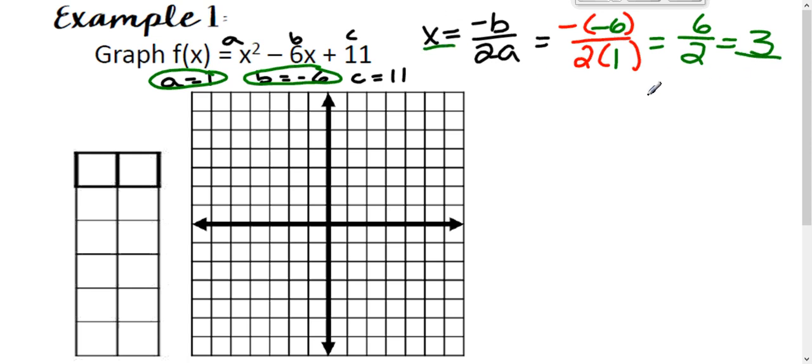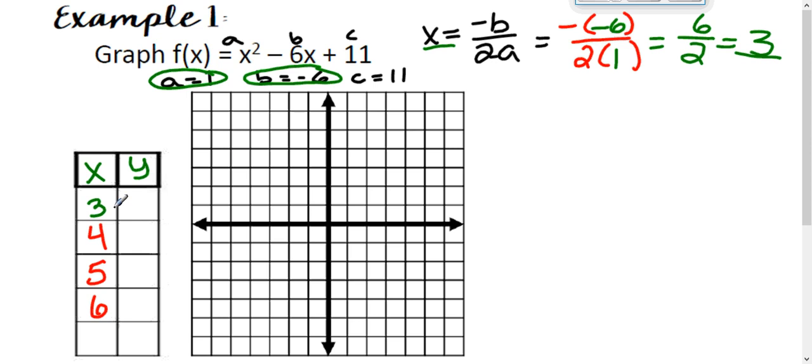So I'm going to go to my table, and the first value that I plug into my table is going to be that 3. Now, after you have your axis of symmetry, you're just going to pick the next 3 points. I want to see 4 points in your table. So after 3 would be 4, 5, and 6.